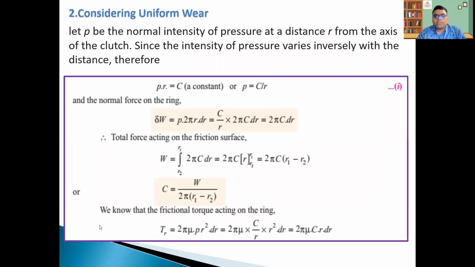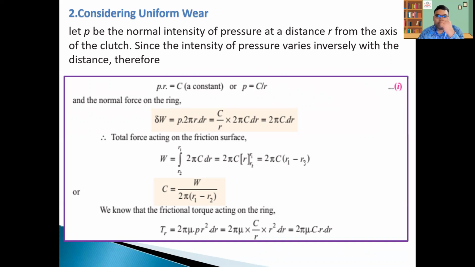So let's consider the second theory, the uniform wear theory. This theory says that the normal intensity of pressure acting at distance r from the axis of the clutch varies inversely with the distance, that is, inversely proportional to the radius from the center of the plate. So we can write P into R is equal to C, a constant. So P is equal to C by R.